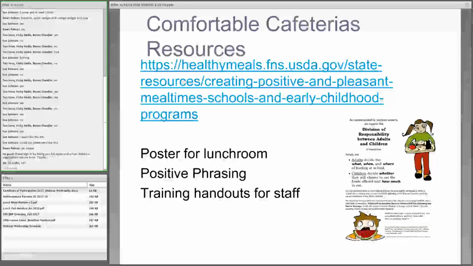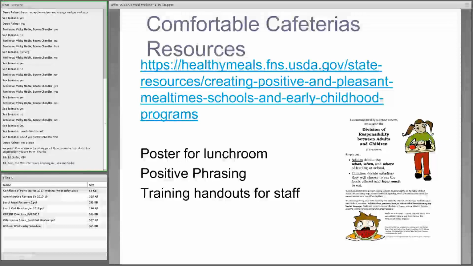We have a resource that would help you do that, and it's called Comfortable Cafeterias, and it's available at this website here. In that resource, there are posters for your lunchroom, some positive phrasing resources, and training handouts for your staff. This is a great resource, and it's available from Team Nutrition. You can email me, and I can send you the link to it as well.